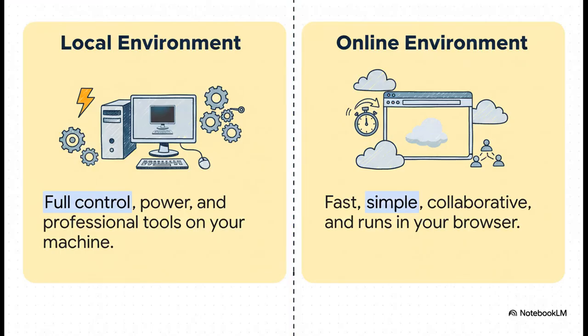So on one side, you've got the local environment. This is like getting the blueprints and materials to build a professional-grade workshop in your own garage. You have total control, all the power you could want, and you get to use the exact same tools the pros use. Then on the other side, you've got the online environment. This is more like walking into a high-tech, ready-to-go community workspace. It's fast, it's simple, and it's awesome for working with other people, all from your web browser. Let's break down what each path looks like.